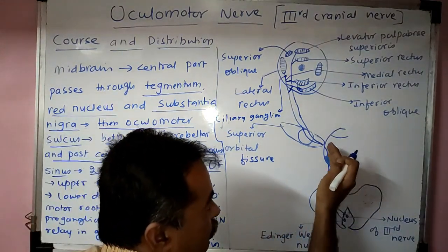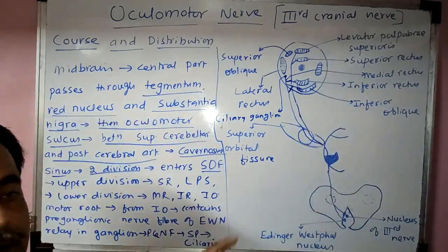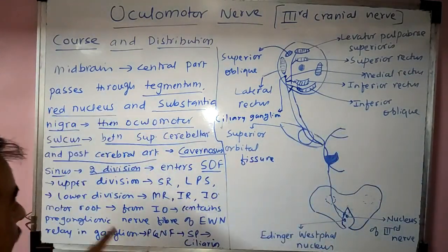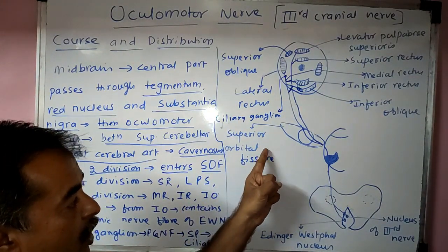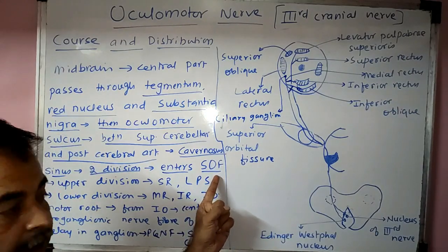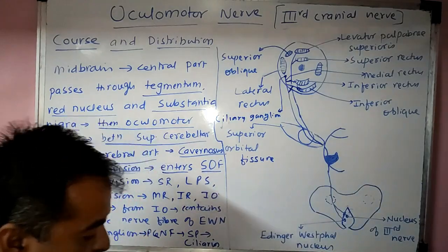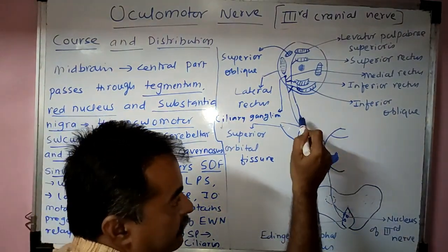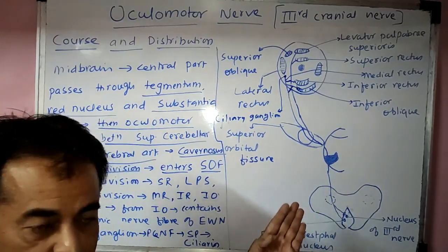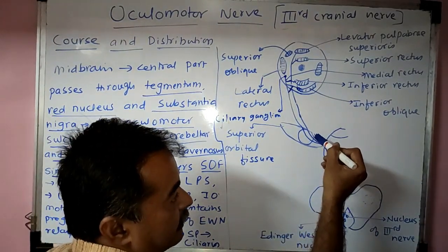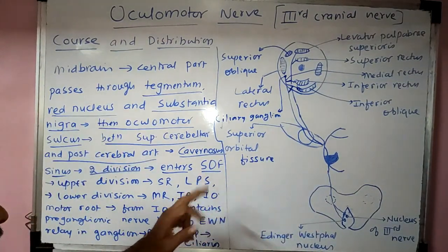See, from the cavernous sinus, it is now divided into two divisions, the superior division and the inferior division, or upper division and lower division. And these two divisions enter the superior orbital fissure, SOF. This is the superior orbital fissure. Both divisions, after leaving the lateral wall of the cavernous sinus, traverse through the superior orbital fissure.